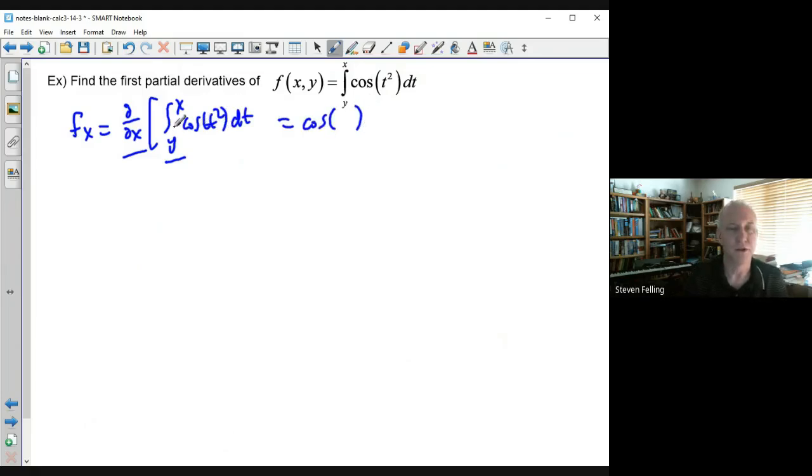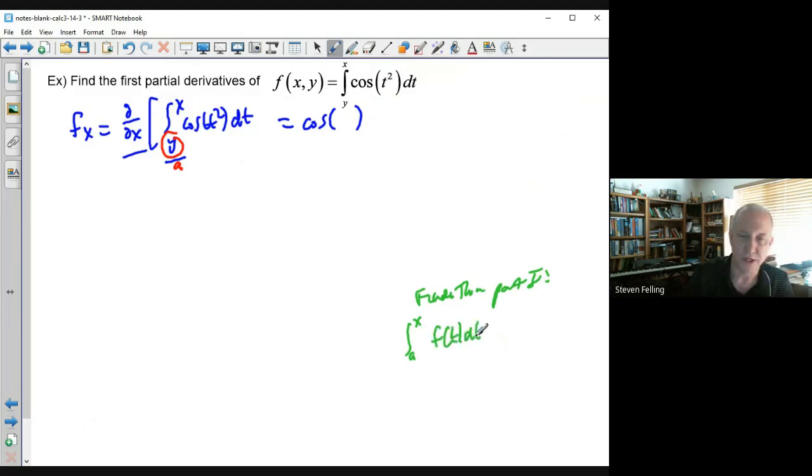Okay, but the constant of integration here is t, not x or y. But while I'm treating x as the variable, it means that this is effectively a constant. It's almost like having an a. And if you remember from way back when, the fundamental theorem of calculus part 1 says that if you're taking an antiderivative from a constant to x of a function with respect to another variable, that's going to give you the antiderivative, but with this x plugged in, f of x.